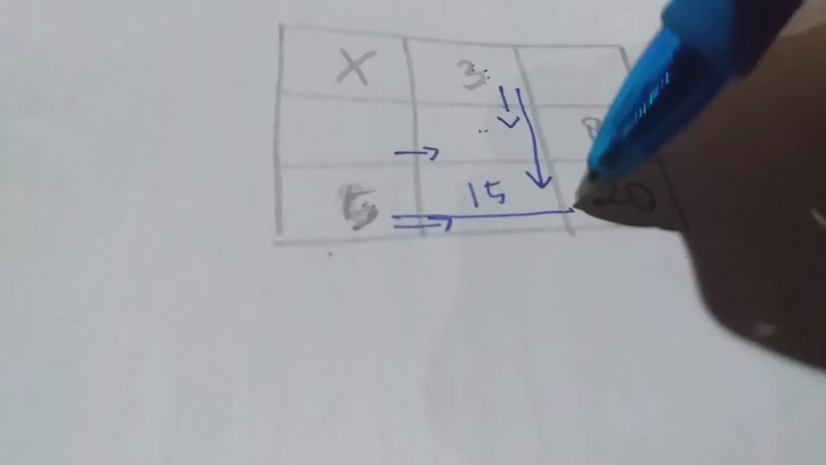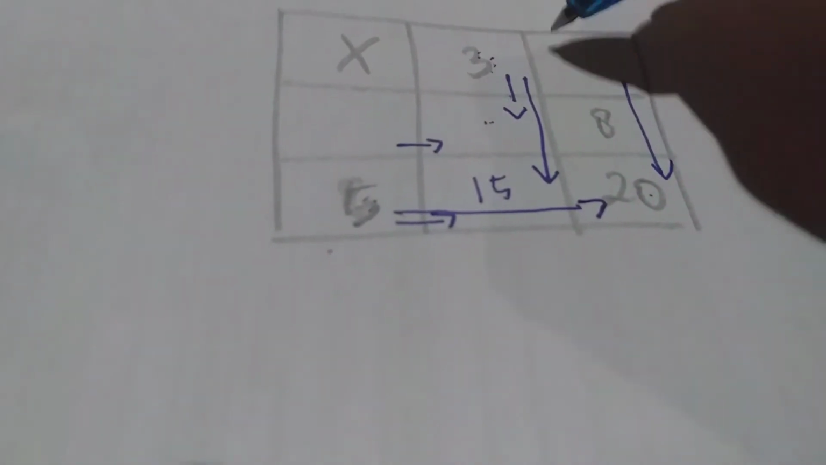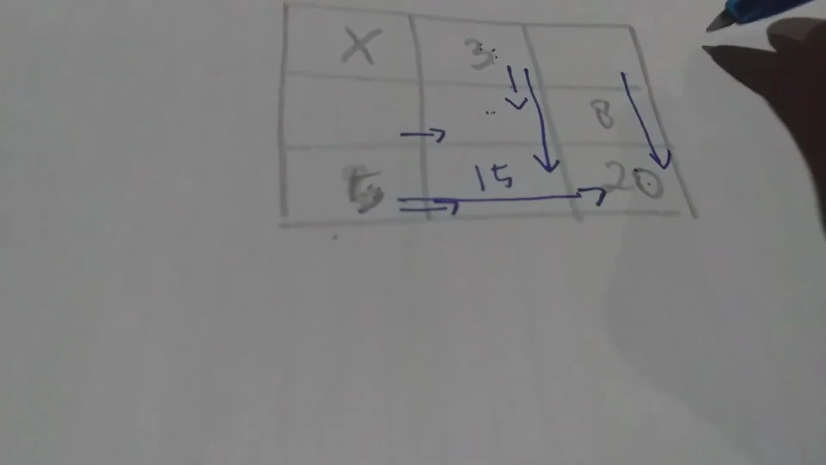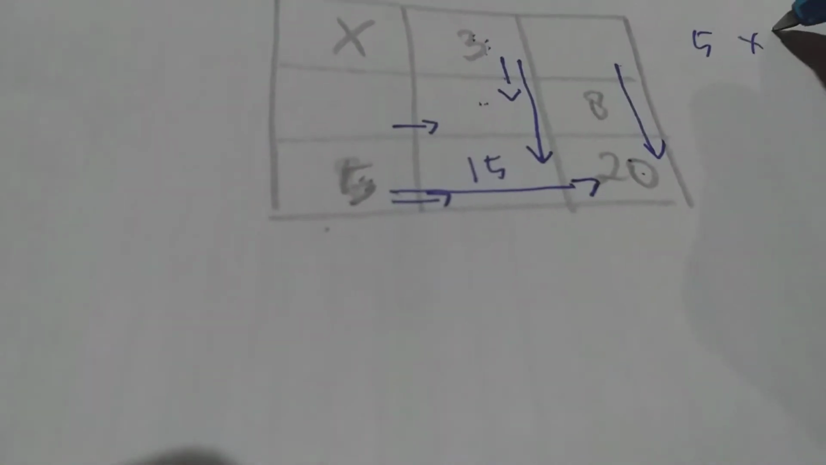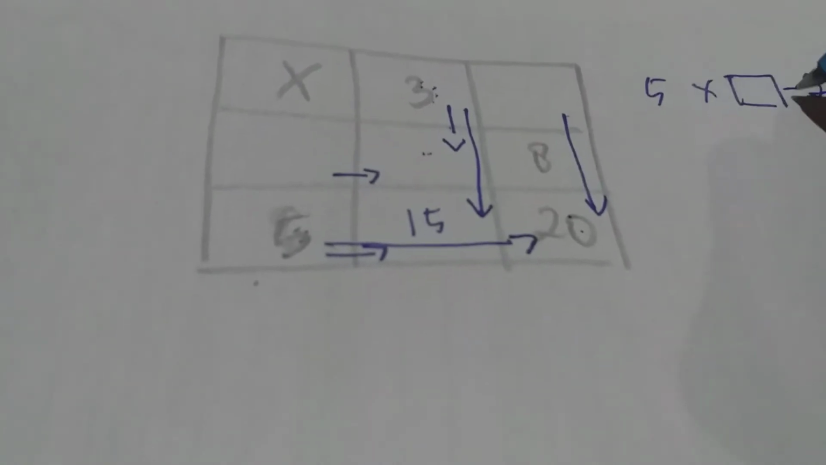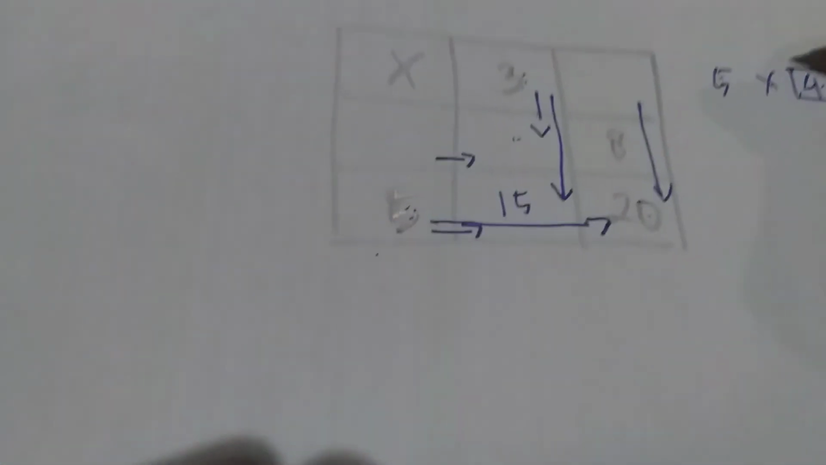And then here, 5 meets with the empty space, and it will become 20. That means 5 times what to get 20? 5 times what to get 20? It's 4. So that means right here is number 4.